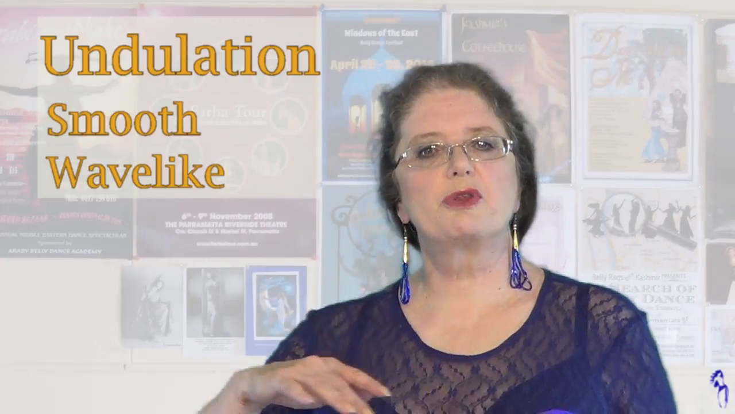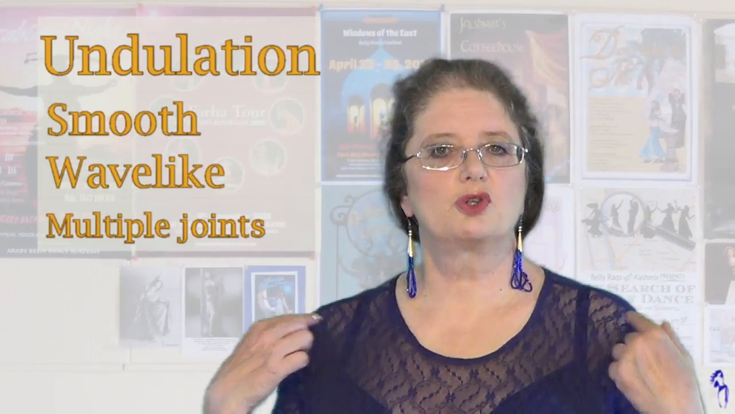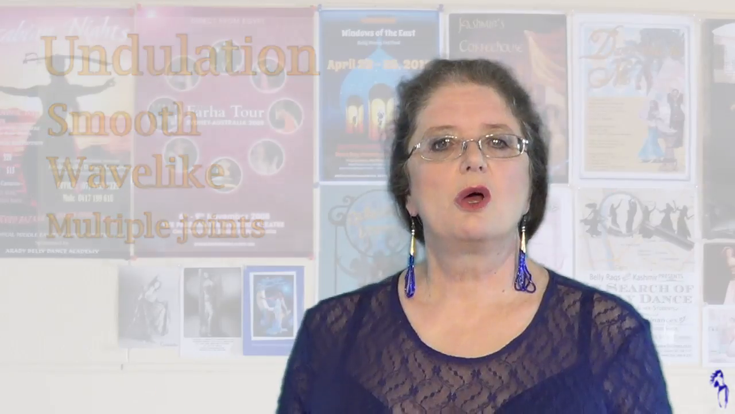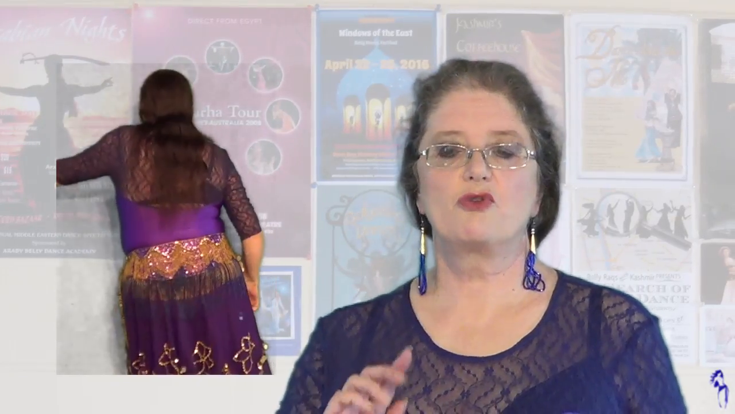undulations. An undulation is a smooth movement through multiple joints. You can do it with your arms and shoulders, but the most common one is actually with your spine. So you actually move one bone after the other in a very smooth, wavy manner.